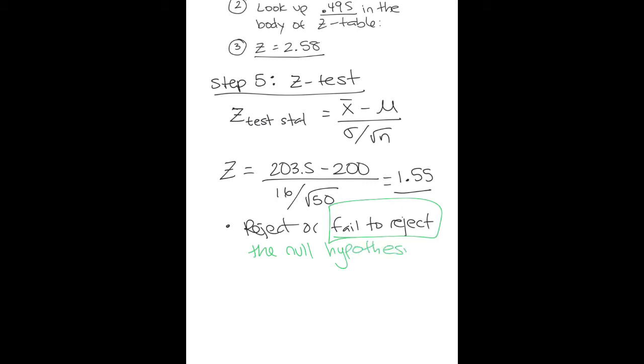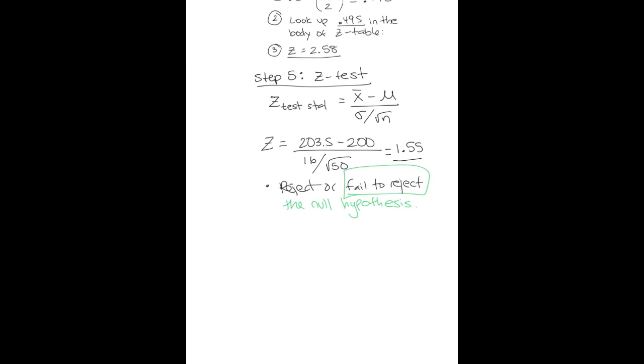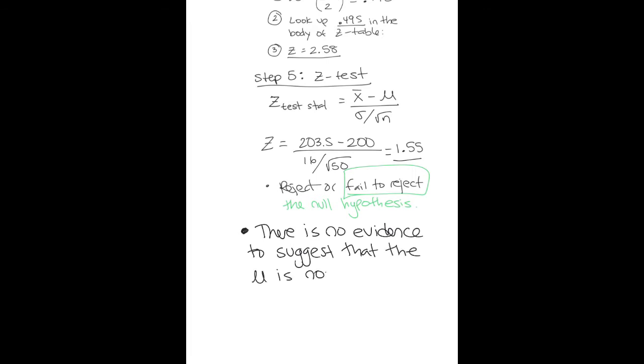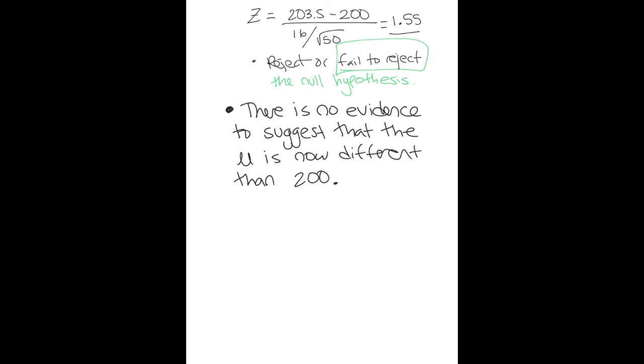Okay, and what does that mean? Let's write that down as a sentence. It means that there is not enough evidence, or the sample doesn't provide enough evidence, to suggest that the mean is now different than 200. Okay, so we don't have enough evidence to prove that there has actually been any change.